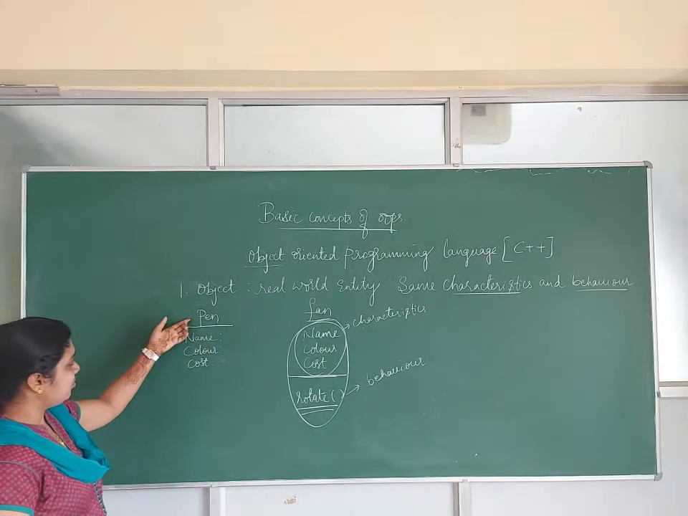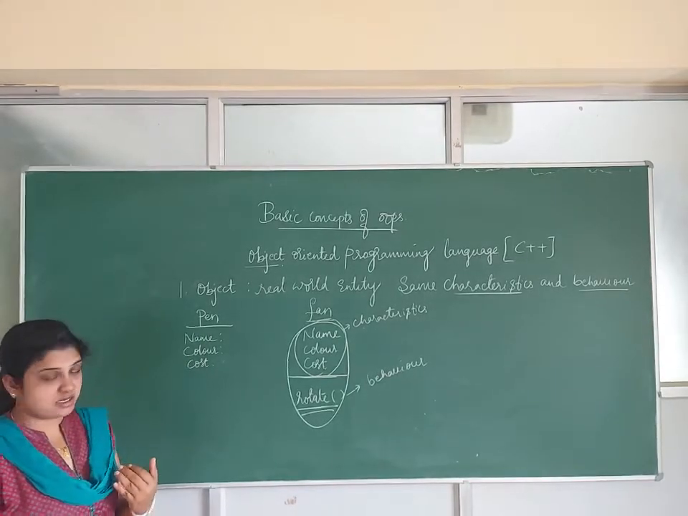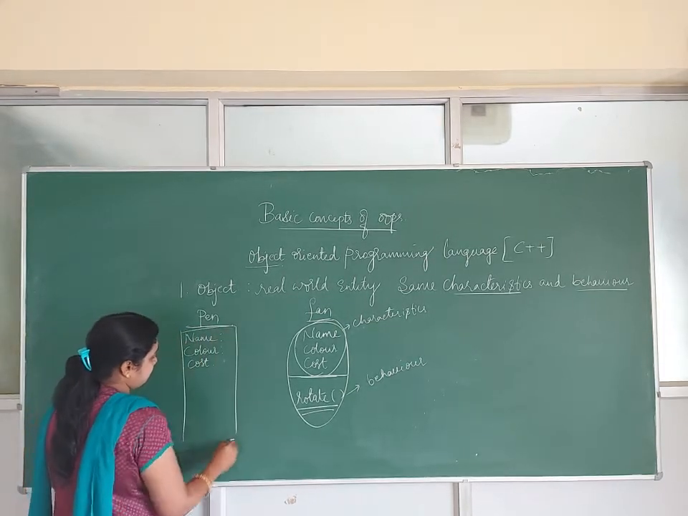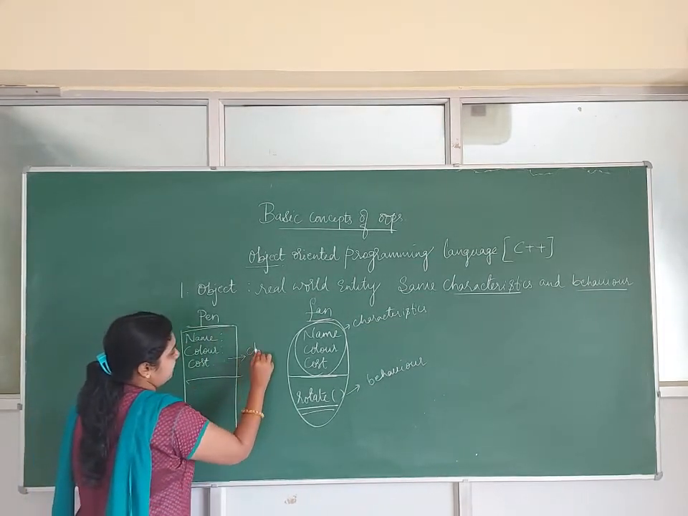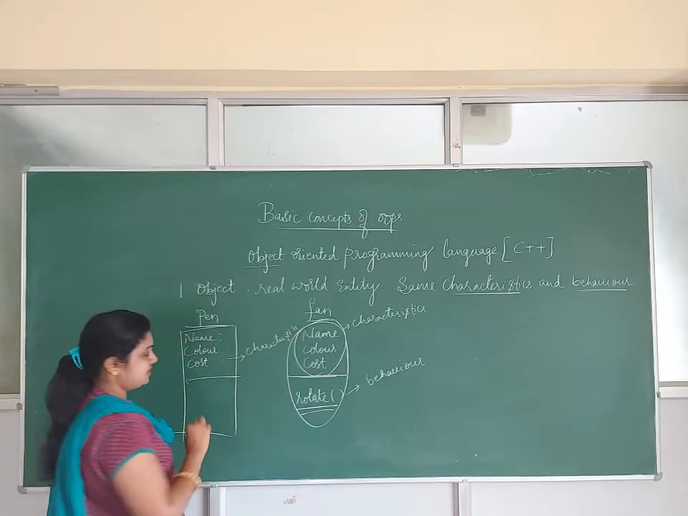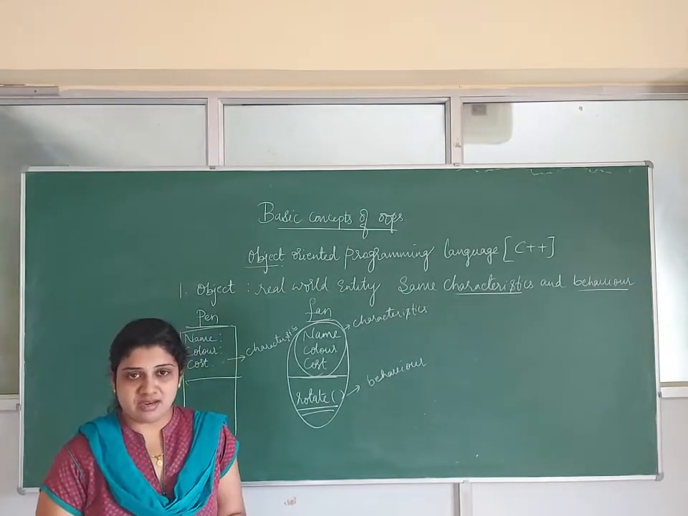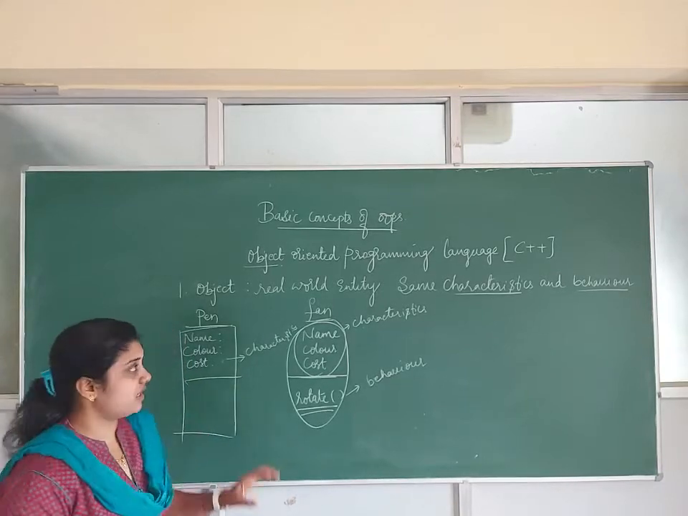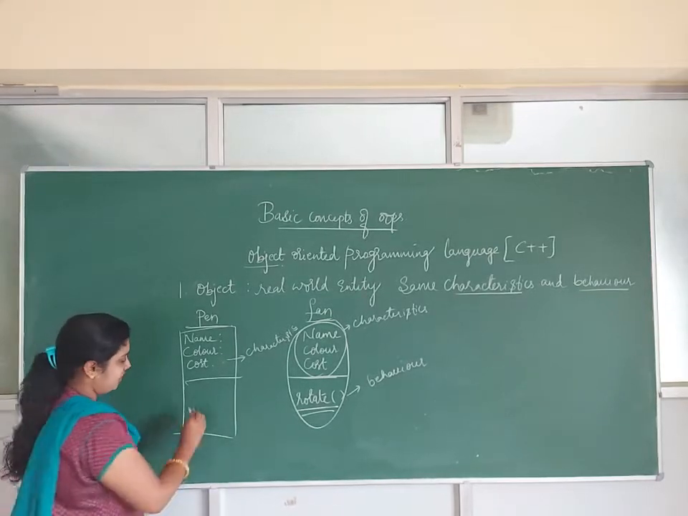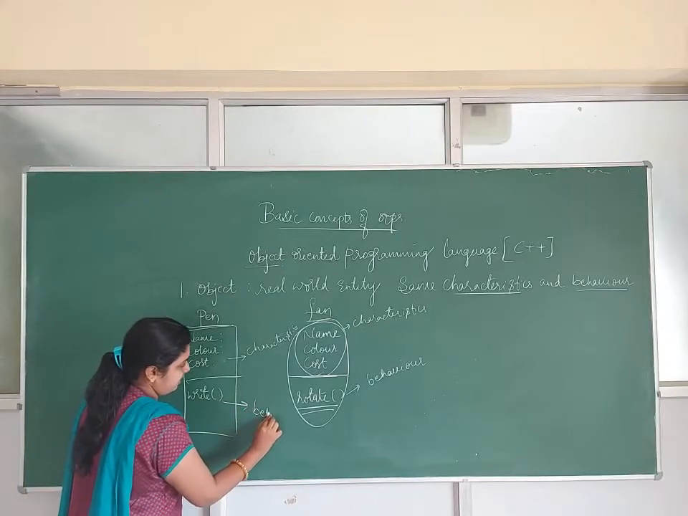So here I have taken a pen as an object. From the pen I have derived the characteristics: name, color and cost. So I can consider these three as characteristics. Next one is behavior. What is the behavior of a pen? I can use a pen only for writing. The behavior of a pen is that it is used only for writing. So, the write function, this is the behavior.